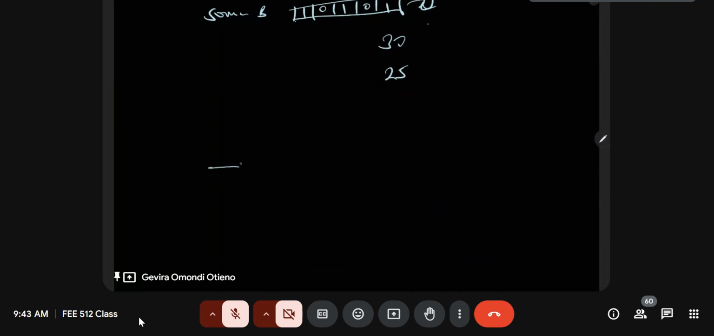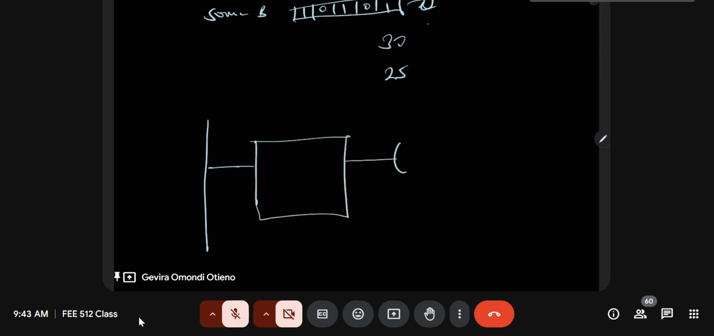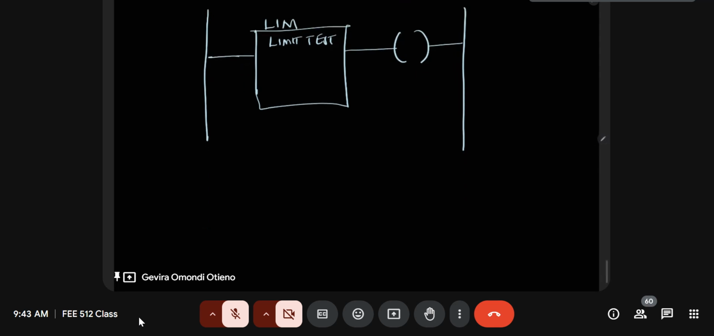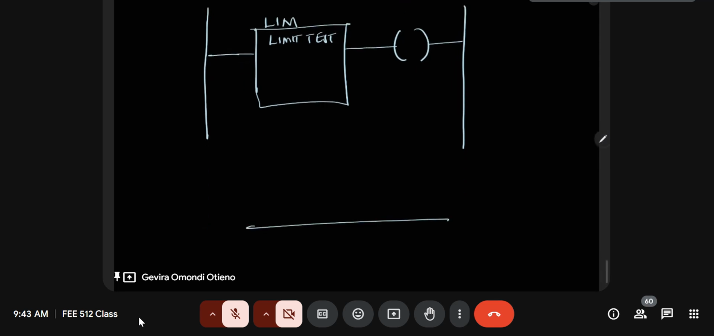So the limit one would be something like this. For just an example, let me give an example. Remember, it's also an input instruction. So we will have an output like that. Okay. So, of course, it is LIM, and we write that it is limit test. So we are testing. But if you're testing something, we just have to think about it. It's like you have something here. So there's a lower limit and there's a higher limit.